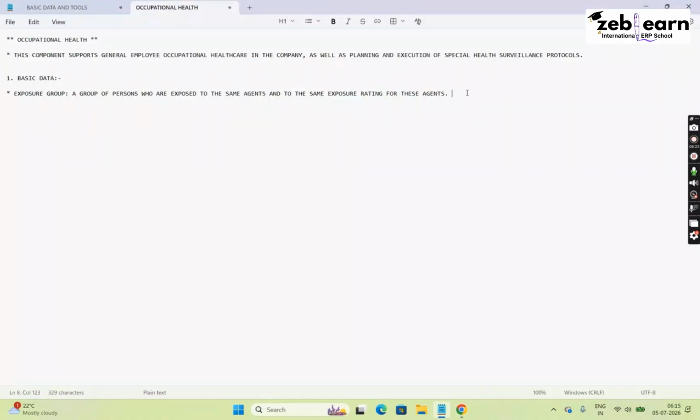A group of persons who are exposed to the same agents and to the same exposure rating for these agents. From this sentence, what do you understand? This is the definition for exposure group. A group of persons or employees who are exposed to the same agents and to the same exposure rating for these agents is called an exposure group.